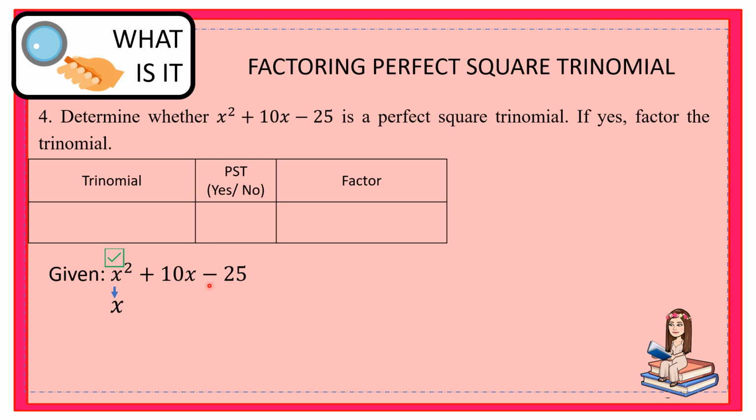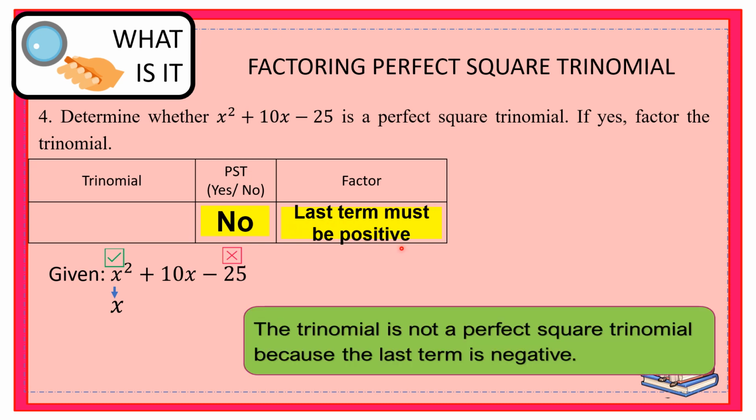Is it positive? No. Di ba sabi kanina sa rule, dapat yung third term ay positive. Eh dahil hindi siya positive, no na ulit. Therefore, we cannot proceed anymore. This is already not a perfect square trinomial. Wag mo na ituloy kasi hindi ka rin naman aabot. So, ibig sabihin, this is not a perfect square trinomial because the last term must be positive. Kaya hindi natin siya ma-factor out. So, the trinomial is not a perfect square trinomial because the last term is negative.